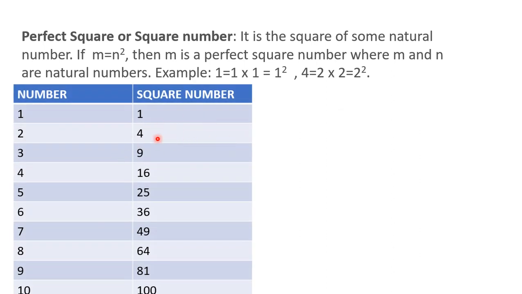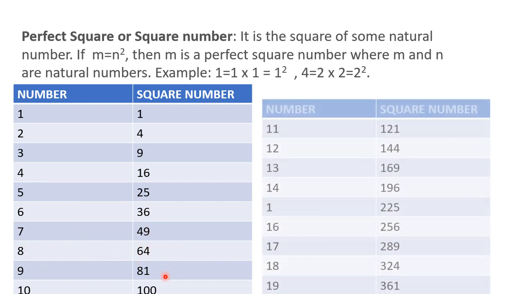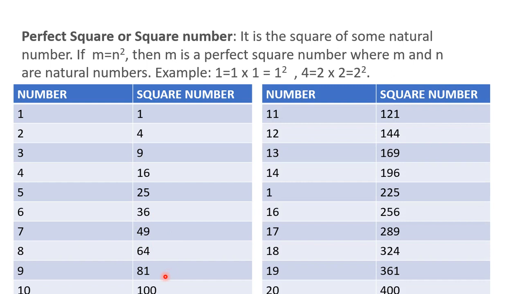Now here one table is given which shows the squares of the numbers. So 1 square is 1, 2 square is 4, 3 square is 9. 4 multiplied by 4 can be expressed as 4 square is 16. 5 square is 25. 6 square is 36. 7 square is 49. 8 square is 64 and so on. So you have to remember the squares up to 20. So 20 into 20, that is 20 square, is equal to 400.